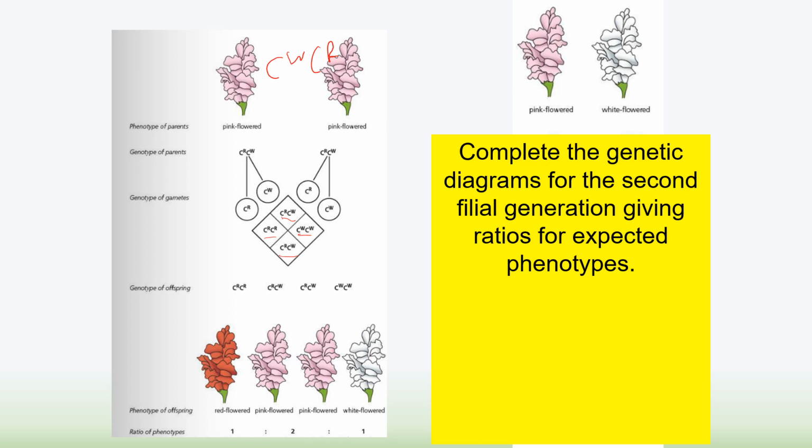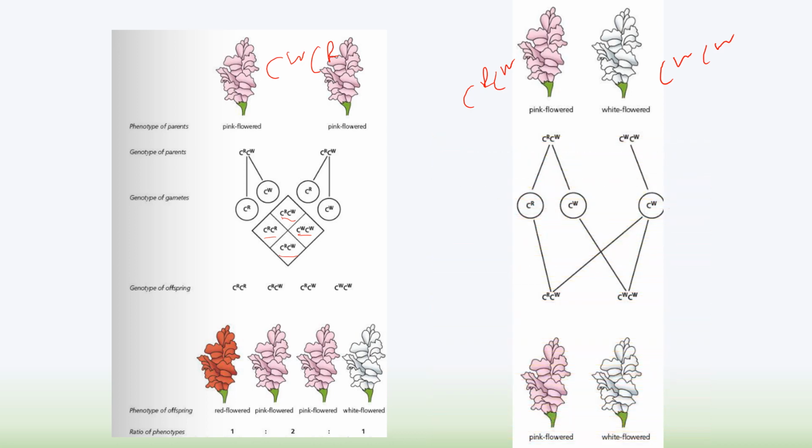And then remember the white flower has to be, so here we've got CRCW, and this one would have to be CWCW. So again, you just follow the genetic code and you would end up with a 1 to 1 ratio of pink to white flowers as a result.